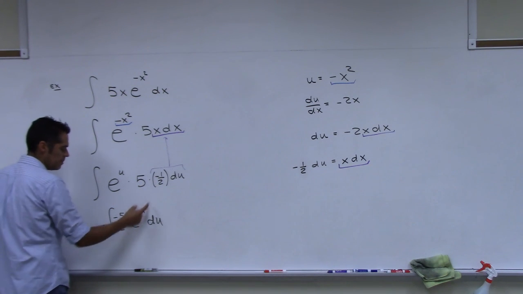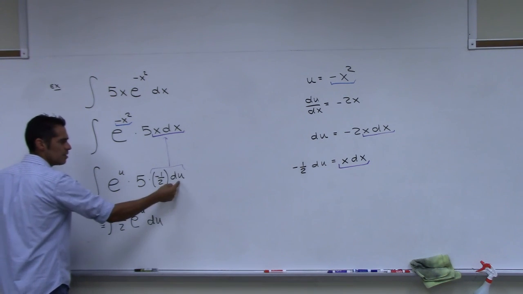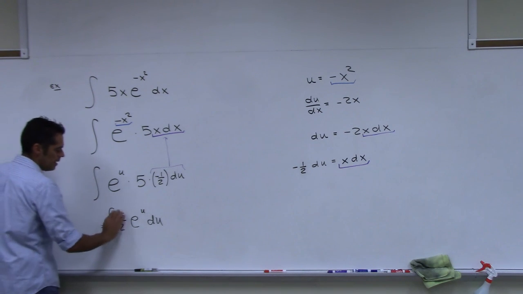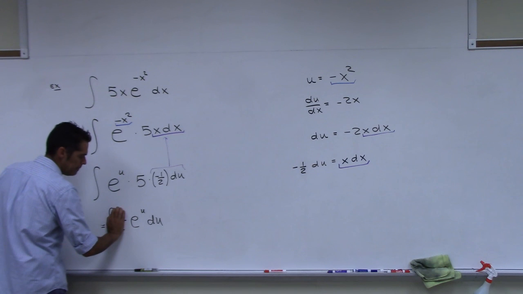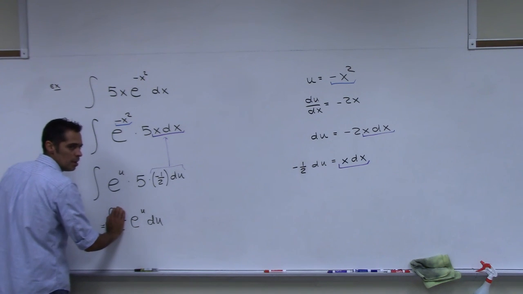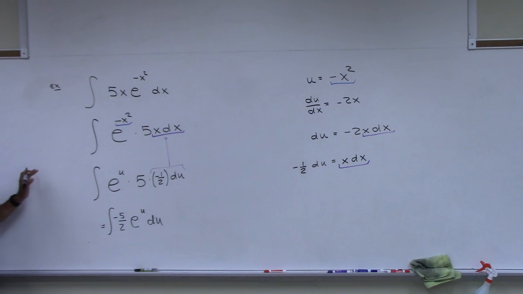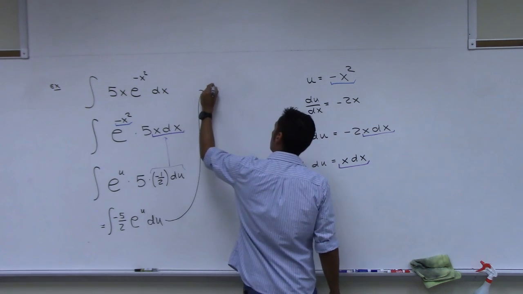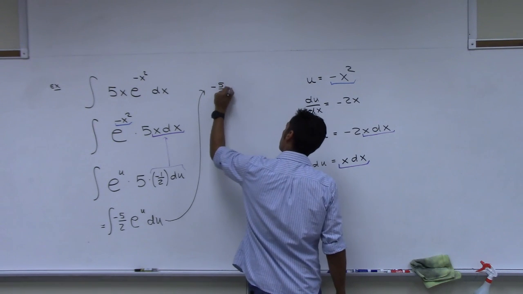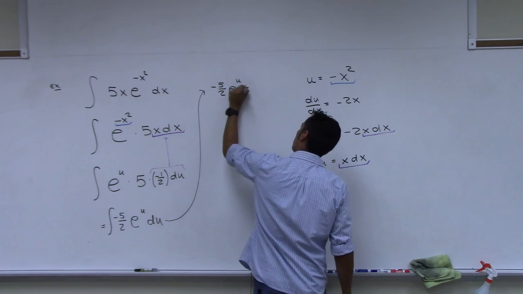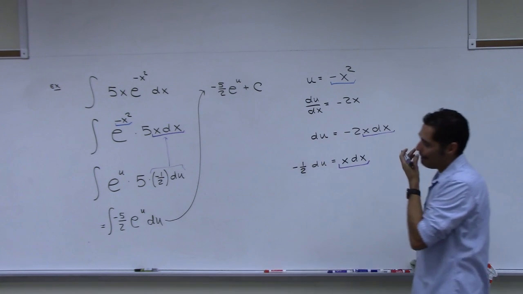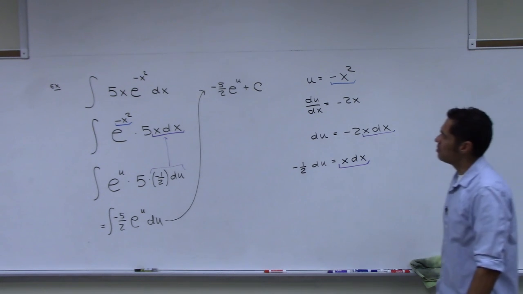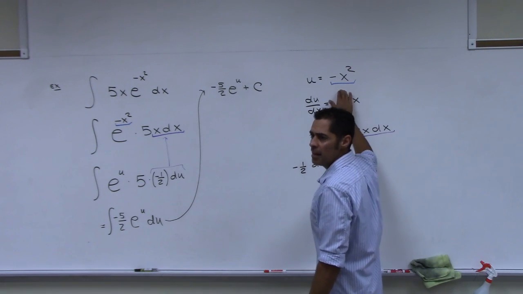So this comes together to become negative 5/2. I've got e to the u and I still have du here. This is a constant. It's going to come for the ride. Antiderivative of e to the u is what? Just e to the u plus c. And the negative 5/2 will come along. So we now have negative 5/2 e to the u plus c. Last step. Replace your u with, in this case, negative x squared.